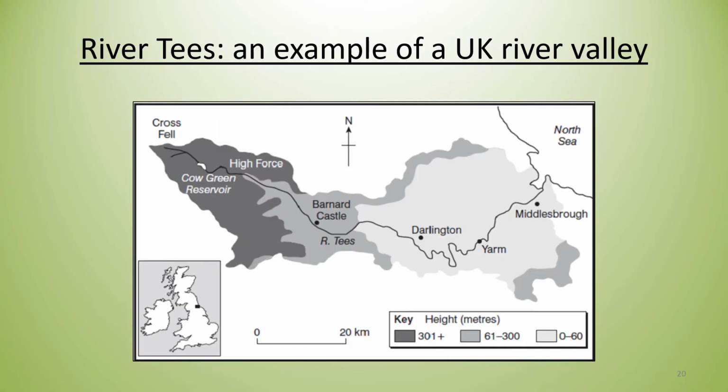Your example of a river valley in the UK is the River Tees. In this instance, we have High Force waterfall in the upper course. Notice that on the river you can see that meanders are occurring in the lower course. However, for the purpose of our learning, we will say that meanders form in the middle course of a river.